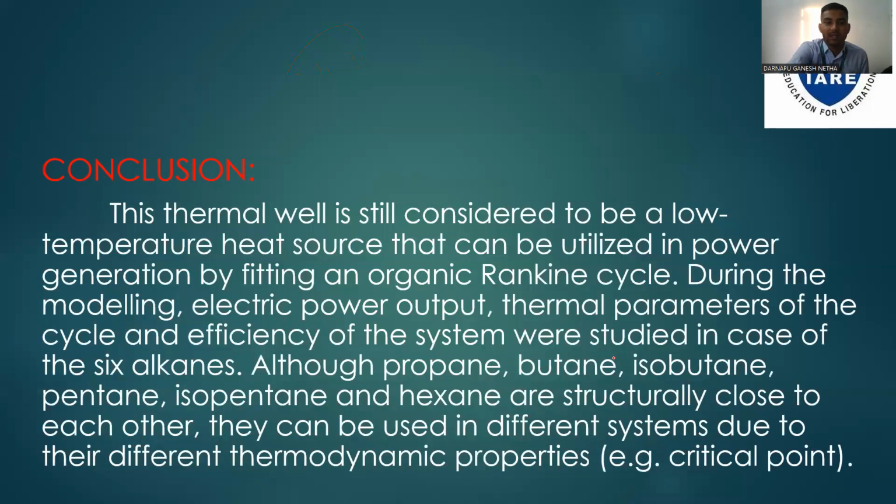That is the organic Rankine cycle. Conclusion: the thermal source is still considered a low-temperature heat source that can be utilized in power generation by fitting an organic Rankine cycle. During the modeling, the electric power output, the thermal parameters of the cycle, and the efficiency of the system were studied for six alkane cycles. Although propane, butane, isobutane, and hexane are structurally close to each other, they behave differently in the systems due to different thermodynamic properties like the critical point.